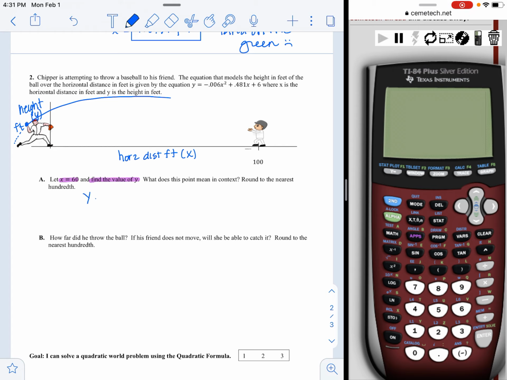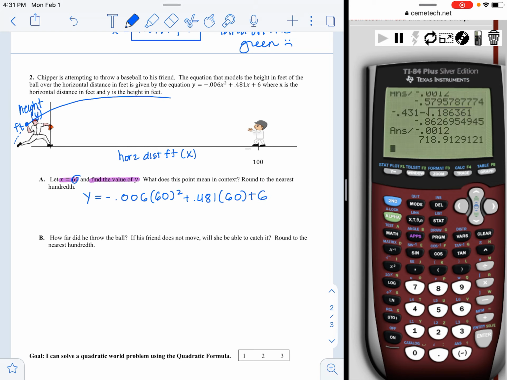Okay, so let's plug in 60 for x. y equals negative 0.006 times, parentheses, that's 80, no, I'm thinking of the last problem already, 60 squared, plus 0.481 times 60, plus 6. All right, I'm going to type this in my calculator. So I have negative 0.006, open parentheses, 60, close it, square it. Don't forget the square. That's the most common mistake I saw on the test, people forgetting to put the square.